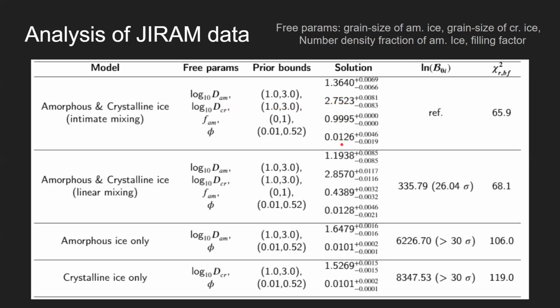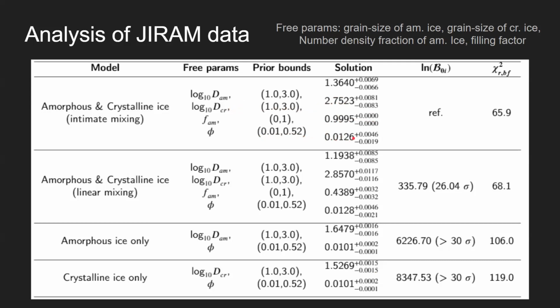And the filling factor is the fraction of the regolith occupied by the particles. So the lower the filling factor is, the more porous the material is. This value is pretty low. The range that we explored was from 0.01 to 0.52, and it is very close to the lower limit. So this would indicate a very porous material.